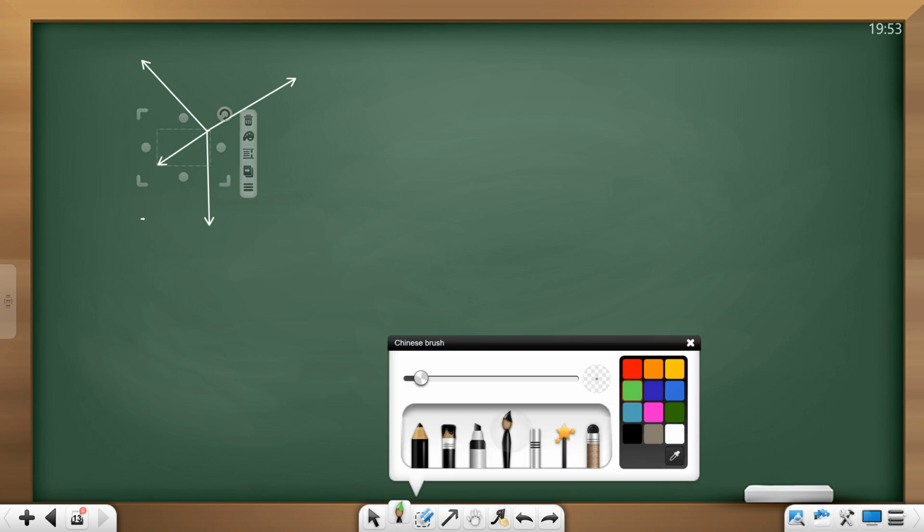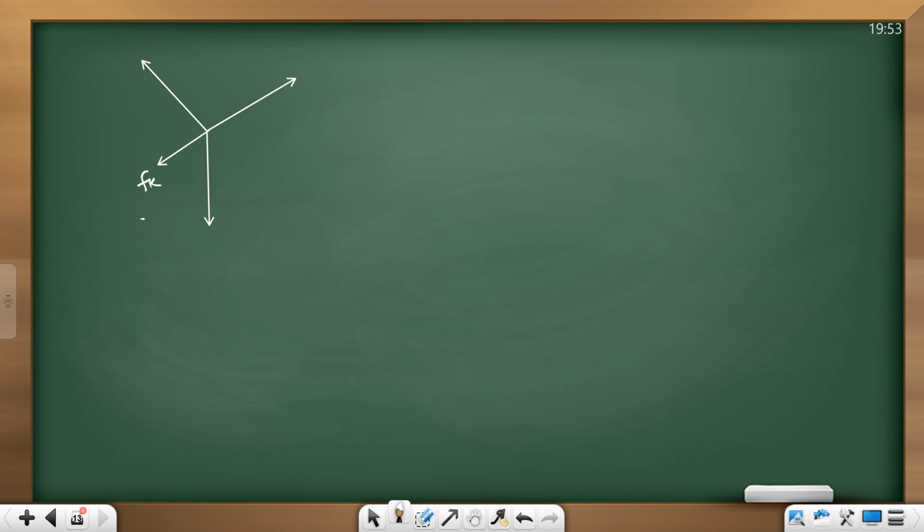Come, let's label what we have. Friction, what do we have? Gravity, what do we have? Normal, and what do we have? Applied force. Everybody okay? You okay?